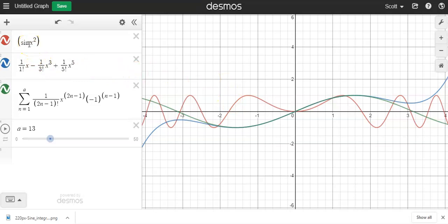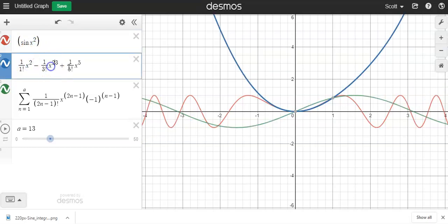That is, we can compose. Since we had sine of x, and now we have sine of x squared, it's like we're replacing x with x squared. We're composing the function sine of x and the function x squared together. So let's make the composition. Let's replace all of these x's with x squared. Better put some parentheses around that one, huh?